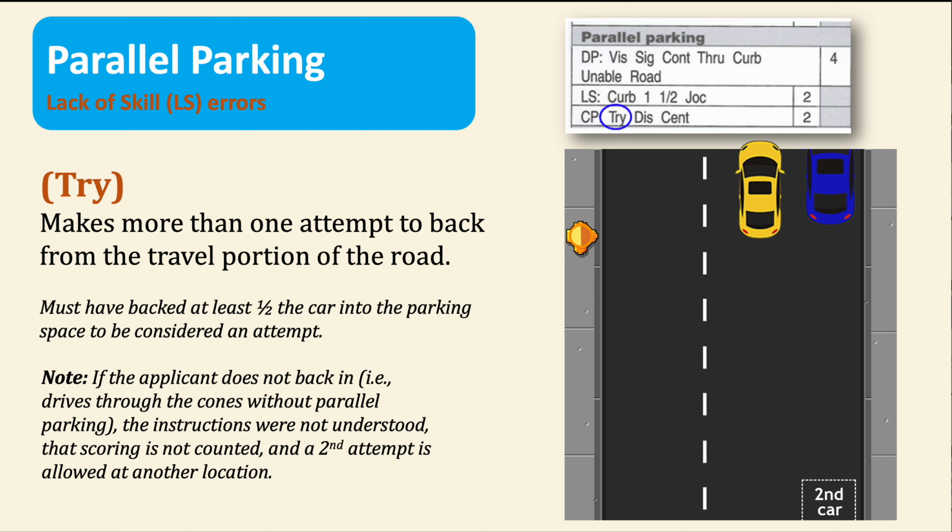And if the applicant does not back in, in other words, if they drive through the cones, parallel parking means the instructions are not understood, the scoring is not counted, and you can allow a second attempt at another location. So if they don't back out, this is your choice. If you feel like they can't get back into the correct position to start over again, you can have them do it again somewhere else.